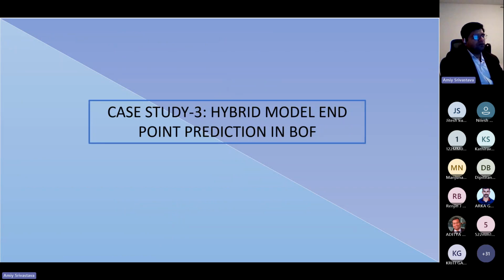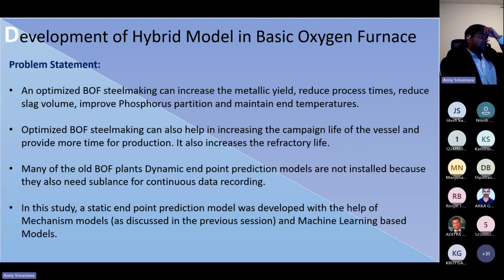So now let's move on to our third topic, which is hybrid model and endpoint prediction in BOF. So what is the problem statement? An optimized BOF steelmaking can increase the metallic yield. When we are making heats in BOF, our main objective is to optimize the steelmaking, because what is more important is metallic yield.